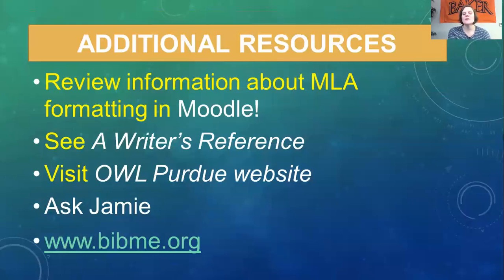There's also an additional website called OWL, the Online Writing Lab at Purdue. It is a fantastic website and a little bit differently worded than the Writer's Reference, so you may want to check that out. You can always ask me. And there are some tricks where you can generate a citation by putting in the information. www.bibme.org is one of those citation generator websites. You have to be a little bit careful, because the information you put in dictates how it's going to come out. But still, it may be something that you want to take a look at.